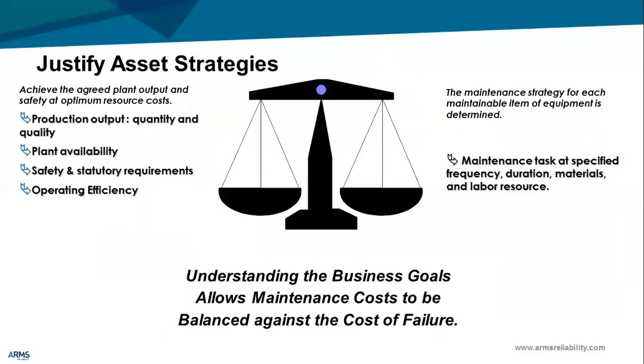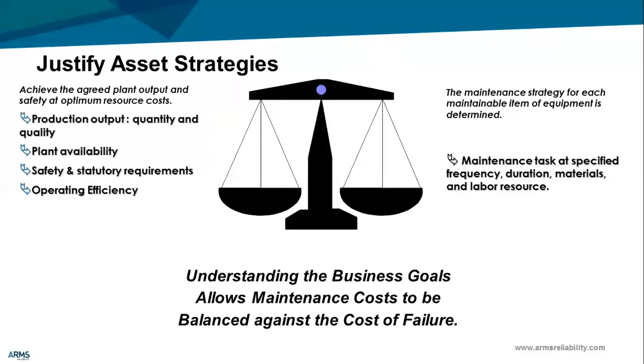We need to do a balance between understanding what our business goals are, understanding what our cost of failure is, and doing just enough maintenance to meet the objectives of our business goal and try and reduce that cost of failure. So we're not just purely doing a balance between the maintenance cost if we did it on a breakdown and the maintenance cost if we do it planned.